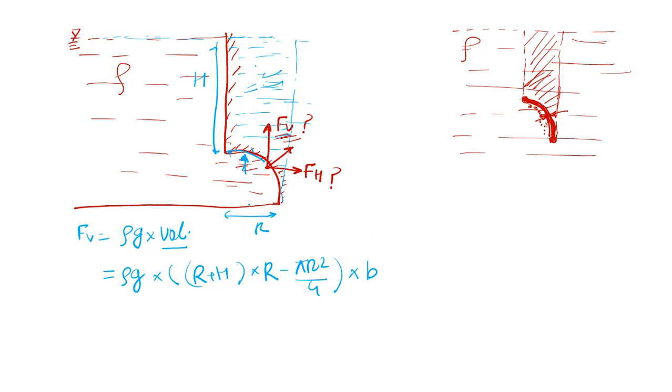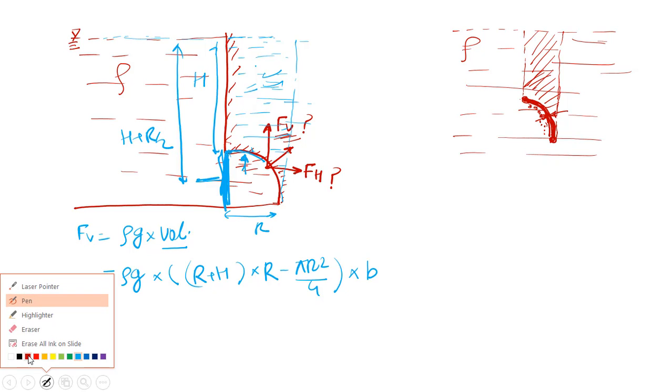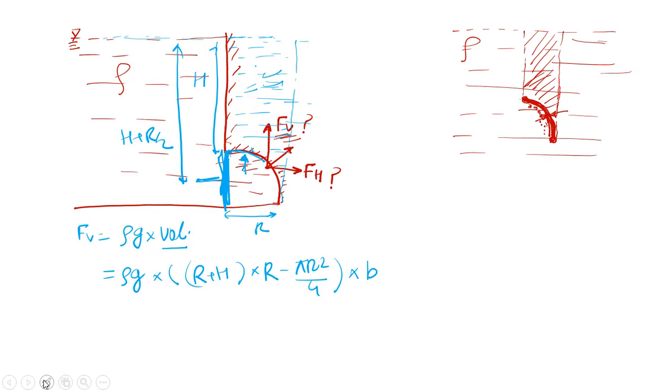And for the horizontal force, the same methodology: you just make a projection on the vertical plane. This is the projection. What is the x cg? It is h plus r by 2. Omega will remain the same. A is nothing but r into b, into x bar, and x bar is nothing but h plus r by 2. So this is the answer for this question.